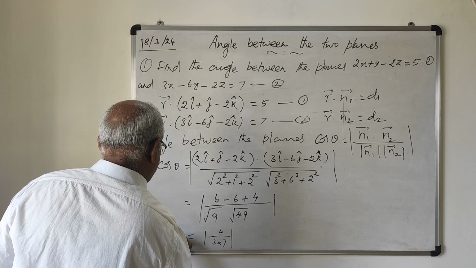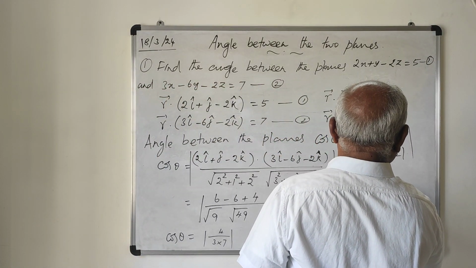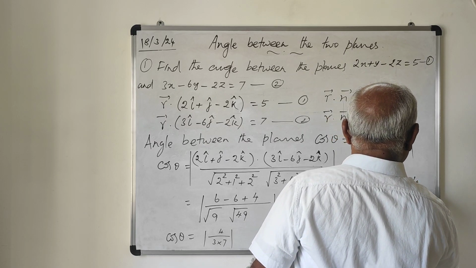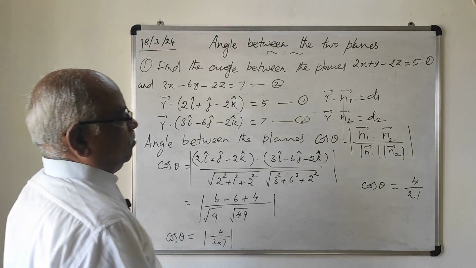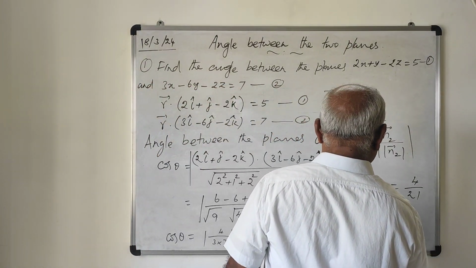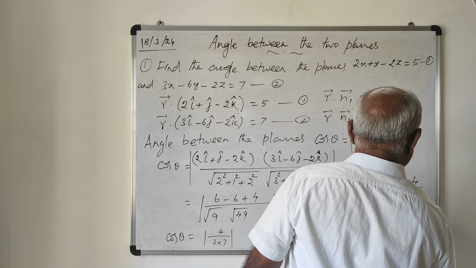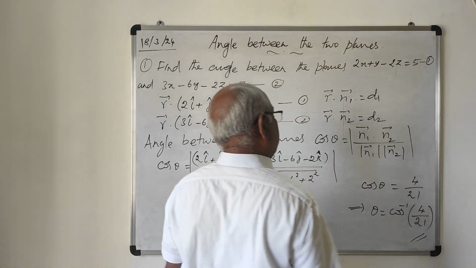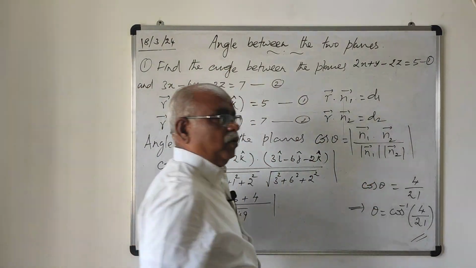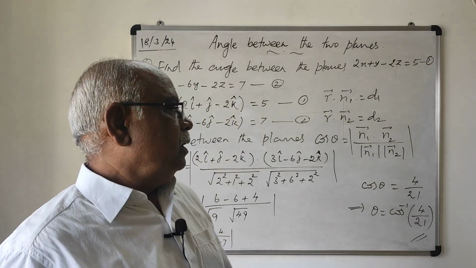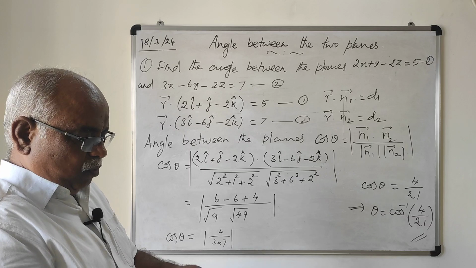This is cos theta. So the angle between the planes: cos theta equals 4 by 21, since 3 sevens are 21. From this I get theta equals cos inverse of 4 by 21. That's all about the problem. So the angle between the two given planes is cos inverse of 4 by 21. Okay? And one more problem.